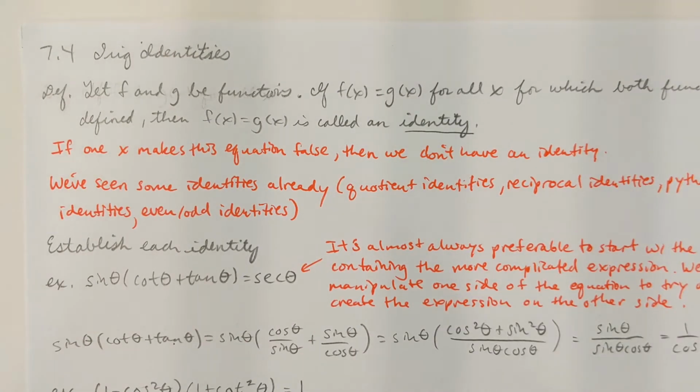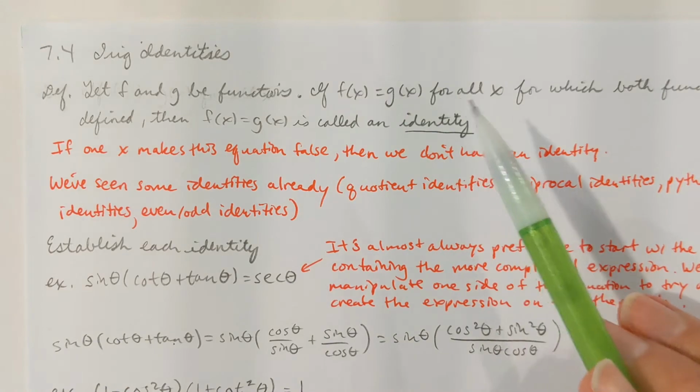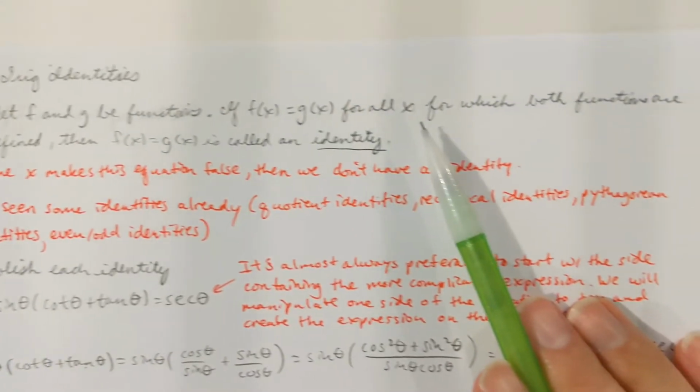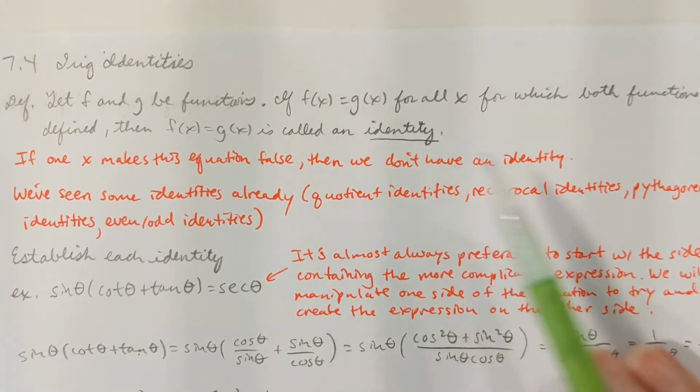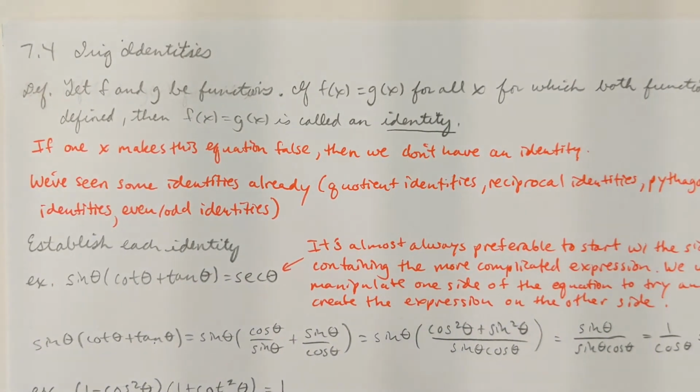Okay, we'll start section 7.4 now, and really the rest of chapter 7 is all about trig identities. Now, when it comes to identities, first of all, what we mean by an identity is if you have an equation that is true for all x values, or all theta values, whatever the variable is, then you call that an identity. We've actually already seen some identities.